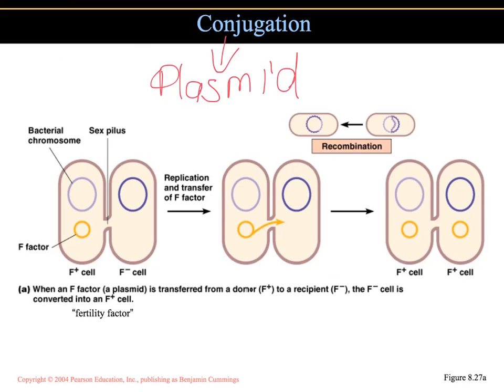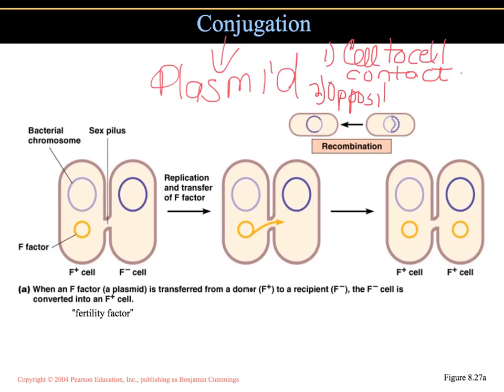Now, there are a few reasons why conjugation is different from transformation. First of all, one reason, I'll just write it up in the corner here. The first reason that it's different is that it requires cell-to-cell contact. That's number one. And then the second reason why conjugation is different from transformation is because the conjugating cells have to be of opposite mating type. So I'm going to write that up here.